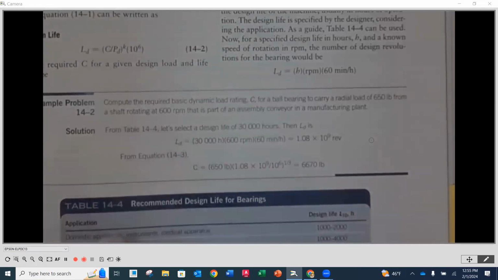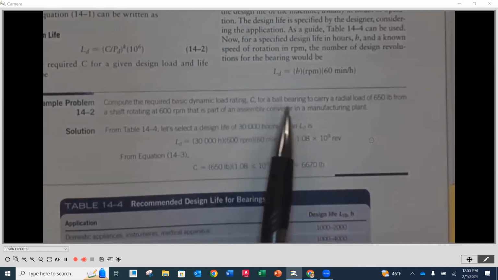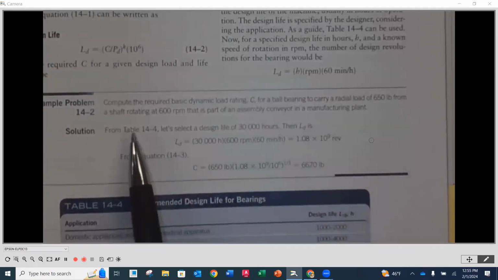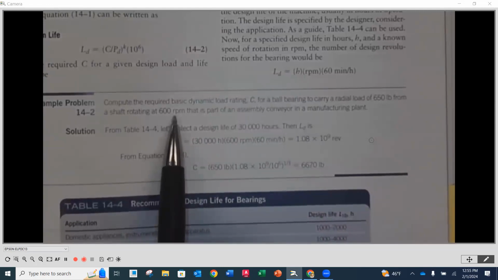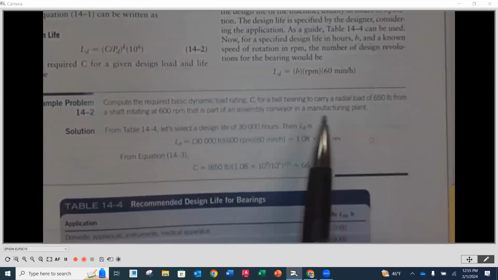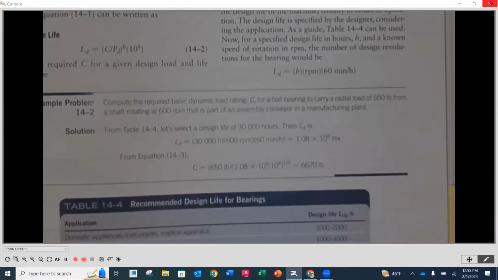Example 14.2: we want to compute the required basic dynamic load rating, C, for a ball bearing to carry a radial load of 650 pounds from a shaft rotating at 600 RPMs. It's going to be part of an assembly conveyor in a manufacturing plant. Right now we want to determine what the design life is going to be for that bearing, based on it being an assembly conveyor in a manufacturing plant.